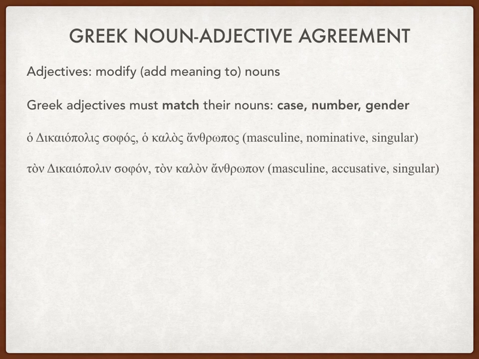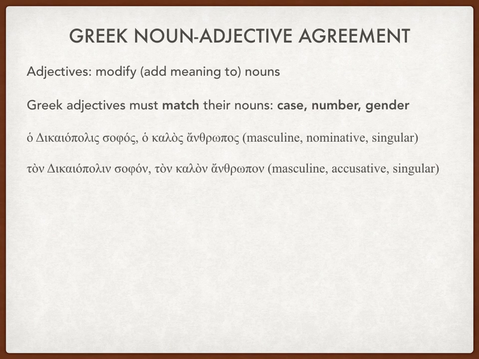Ho Dikaiopolis sophos. The adjective sophos, as you can guess, means wise. If you know someone who's named Sophia, she's named that because she might be wise. Hopefully she's pretty wise, otherwise that would be a silly name. But ho Dikaiopolis sophos means wise Dikaiopolis. The other one next to it, ho kalos anthropos. I'll read that one again. Ho kalos anthropos means the beautiful or fine man.